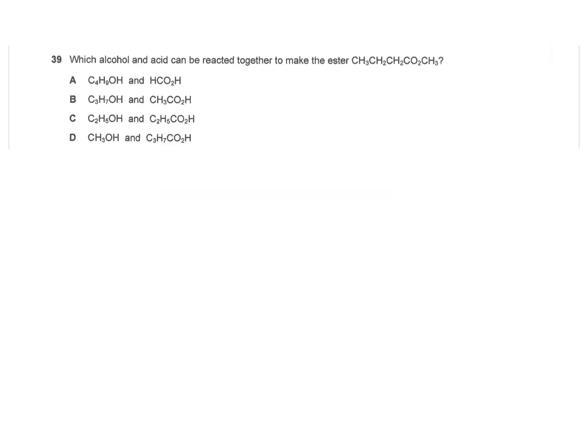Question 39 is on the homologous series of esters. When given the structure of an ester, we must be able to deduce the carboxylic acid and the alcohol that had reacted to form the ester. The slightly challenging thing about this question is that the ester is given in condensed formula. So from the condensed formula, you must be able to recognize that this CO2 actually represents COO.